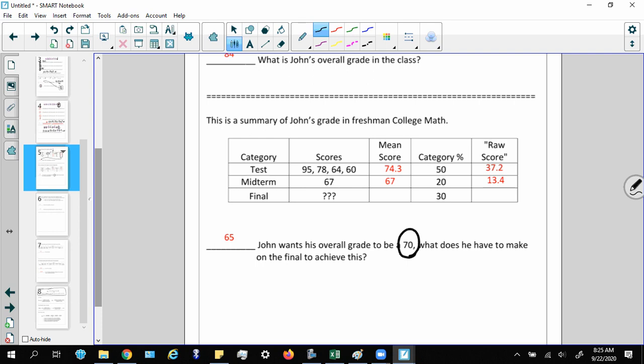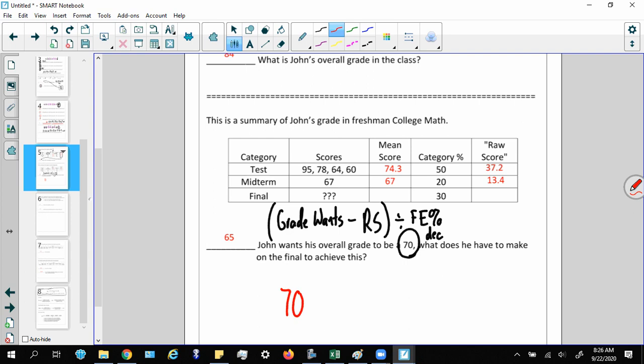Well, if you remember the relationship, it's the grade he wants, in parentheses, minus the raw scores, and you're going to get an answer. You're going to divide by the final exam percentage expressed as a decimal. So very simply, the grade he wants is a 70. I'm going to subtract out the raw scores, 37.2 and then 13.4. So 70 minus 37.2 minus 13.4, enter, 19.4.